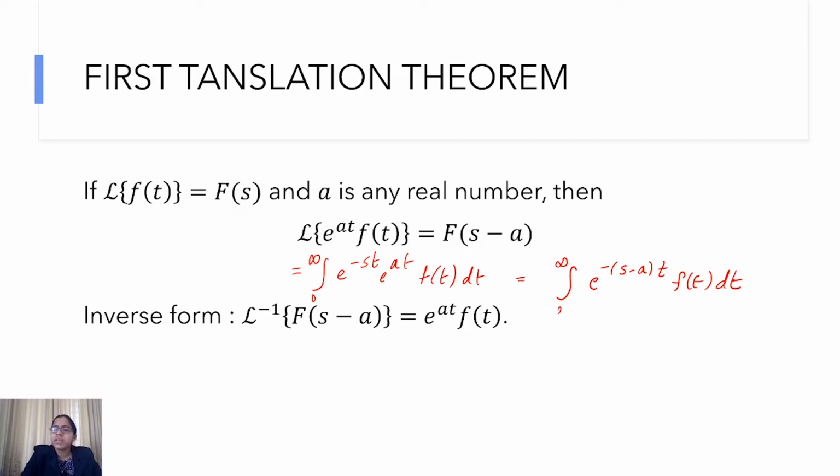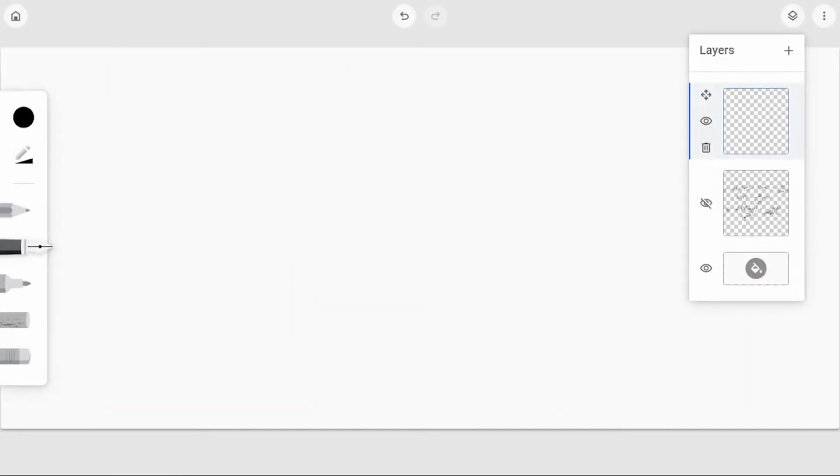So from this, the inverse Laplace of capital F of s minus a is nothing but e raised to at into f of t. So that is also an important formula or equation which we must keep in mind. So now let's move on to the examples and let's see how we can work out and determine the solutions of the corresponding differential equations.